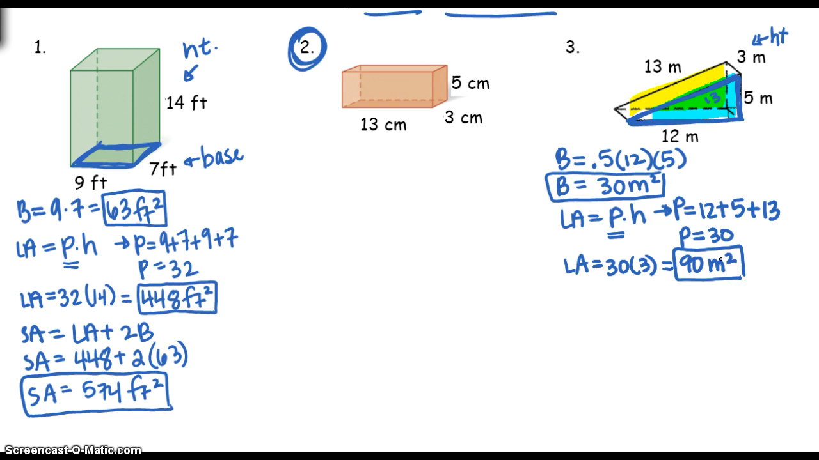The last thing they need us to find is surface area. So the surface area of the entire thing is lateral area plus, think about it, how many bases? 2, because it's a prism, so 2 bases. So our surface area is, well, what did we find for our lateral area? 90. Plus 2 times, what do we find for our base? 30. So then 90 plus 2 times 30 is going to give me 150 meters squared.